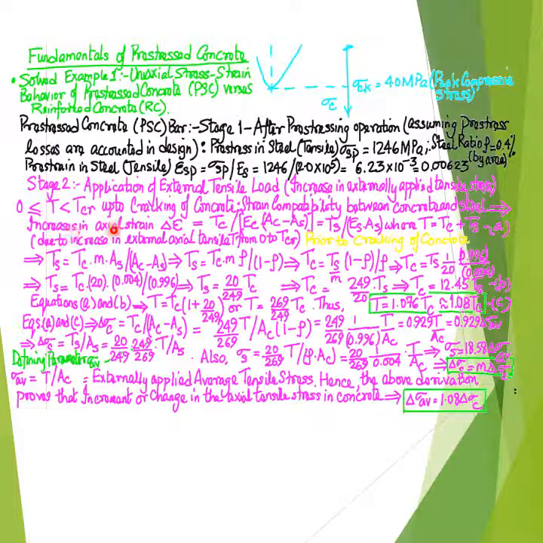denoted as capital T subscript Cr, where the notation capital T signifies the average applied external tensile force T, while the subscript Cr signifies that the externally applied tensile force T is the value of the external tensile load upon the cracking of concrete.